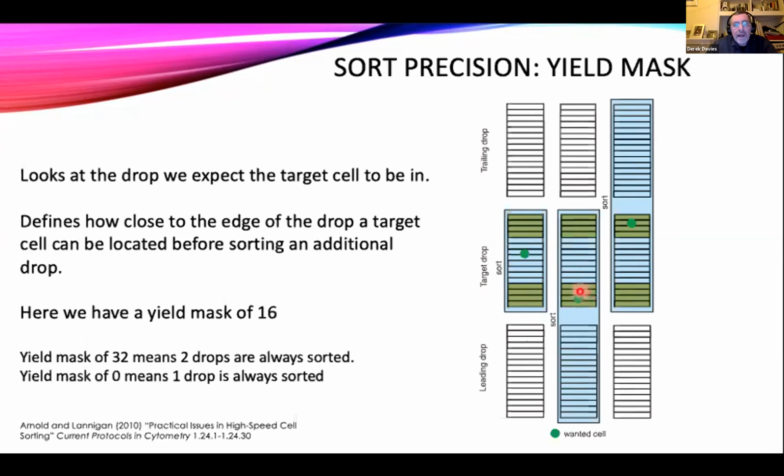However, if my cell is likely to be towards the leading edge or the trailing edge, to make sure I capture it and therefore not to lose that cell, I'll sort the cell that I expect it to be in, but also this one, just in case. Okay, so I'll sort 2 drops rather than 1. Gives me more chance of actually sorting the cell that I'm interested in.